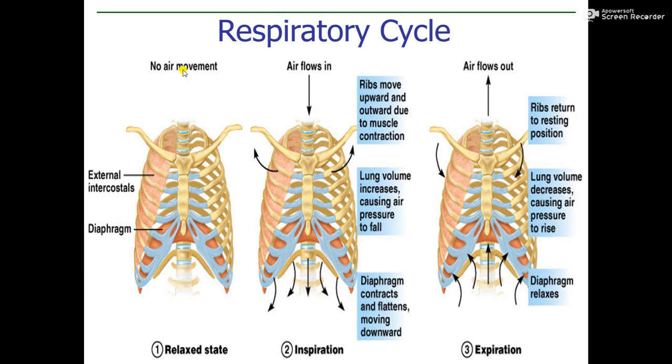Now look here, there is no air movement. In the relaxed state, the external intercostal muscles and the diaphragm are already in a relaxed mode. Neither does air enter nor go outside. Now in the second state you can see inspiration occurs. In inspiration the oxygen or air flows, so the oxygen can go directly inside your lungs.